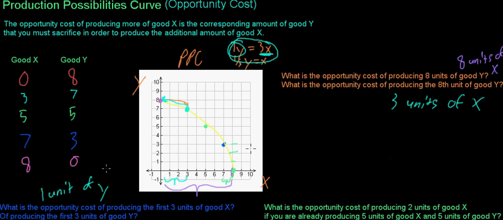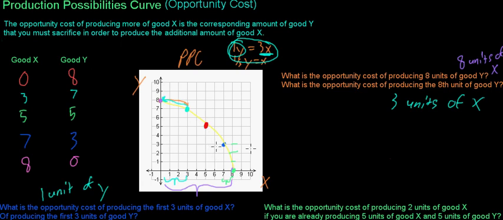Okay, now we're over to these green questions. What's the opportunity cost of producing 2 units of good X? Of producing 2 units of good X. Okay. Oh, right, I missed this bottom part. If you are already producing 5 units of good X and 5 units of good Y. Okay, that makes more sense. So if you're already producing 5 units of good X and 5 units of good Y, then you're going to be over at this point right here, which was green, and now I'm going to color in red.